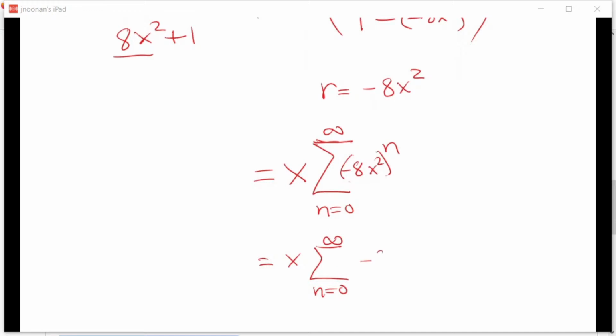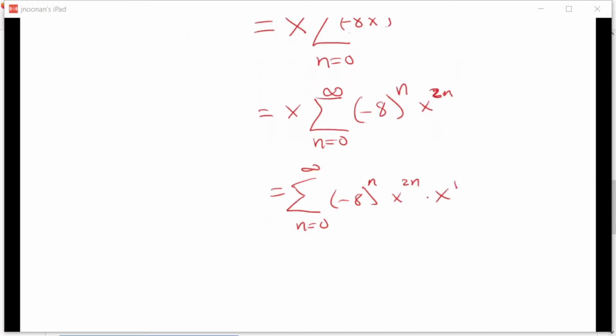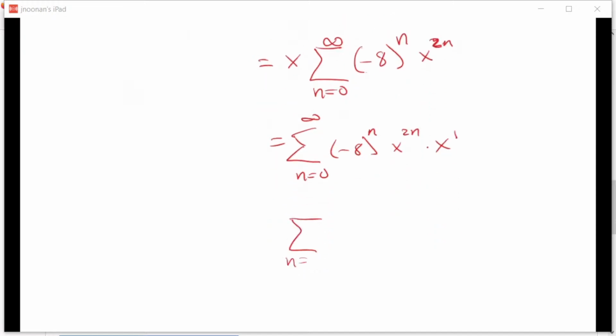Okay, so now I'm going to rewrite this like this. Negative 8 to the n times x to the 2n. One more thing, and this is because WebAssign doesn't like that x out front, I don't think. Let's move that x inside. So this is going to be negative 8 to the n, x to the 2n times x. And you can just combine exponents now. That's x to the first. So I think this is what WebAssign is going to want. We're going to find out. X to the 2n plus 1.